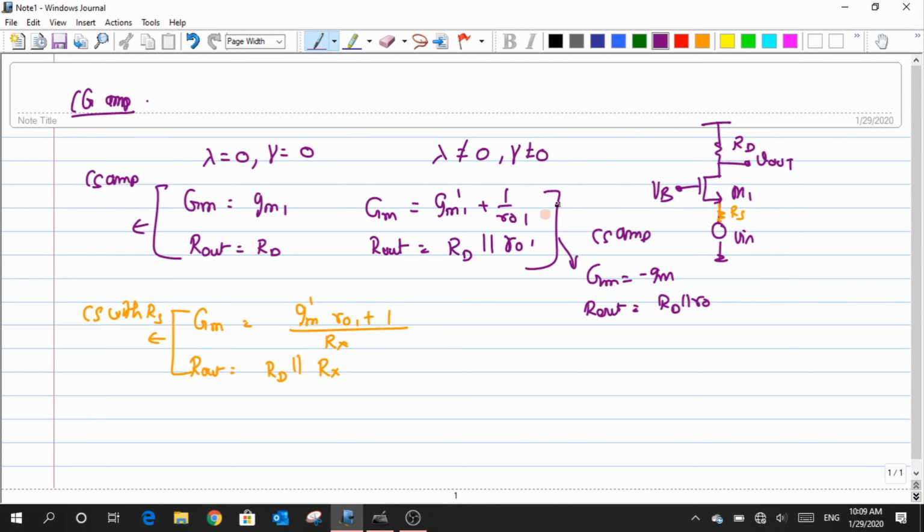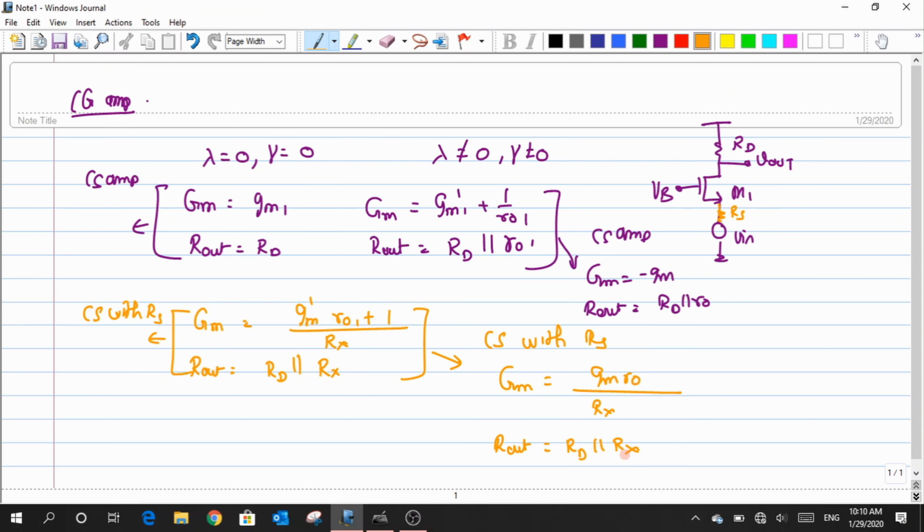And when I compare this with source degeneration, then my Gm has a certain small difference in it. So what was that? We had something like Gm at the top, R0. I guess Gm R0 divided by Rx is what I would have got, right? And then the value of Rout is the same, RD in parallel with Rx. So there is a certain difference that we have across these structures.